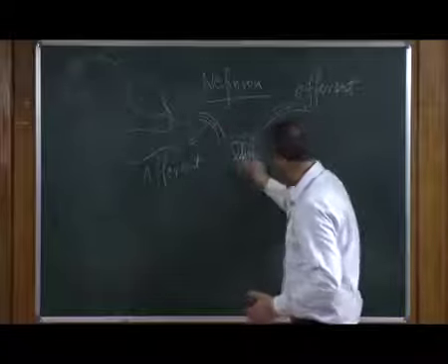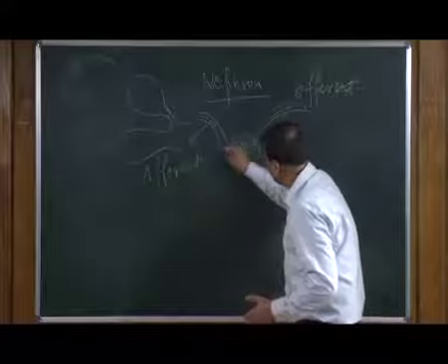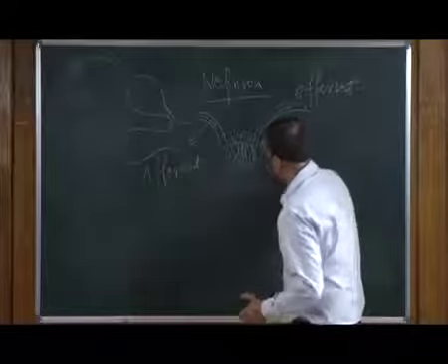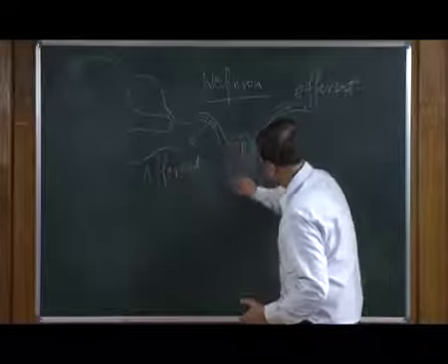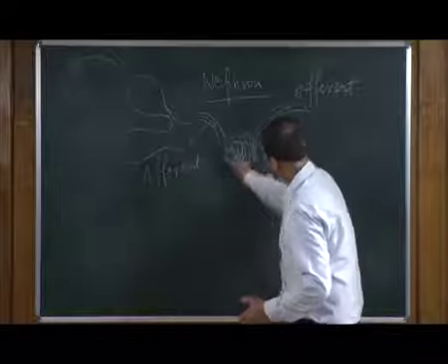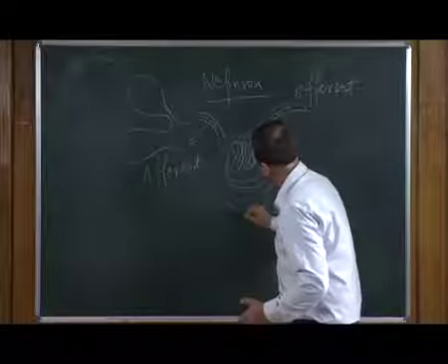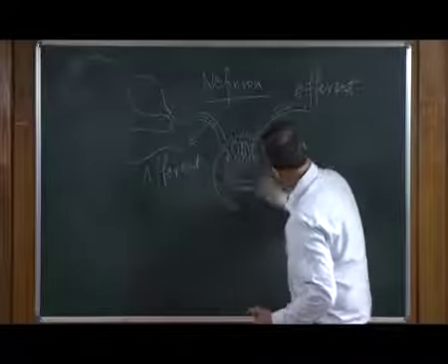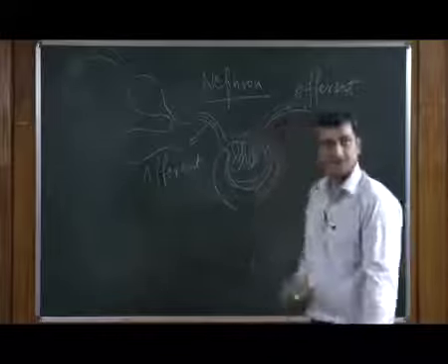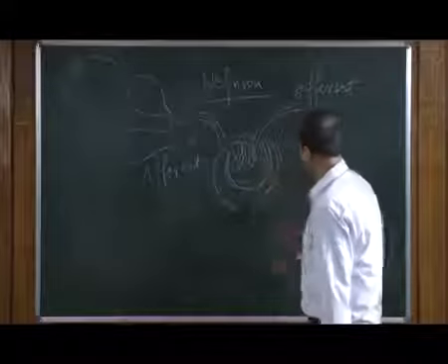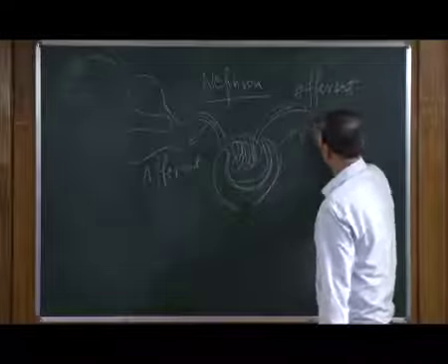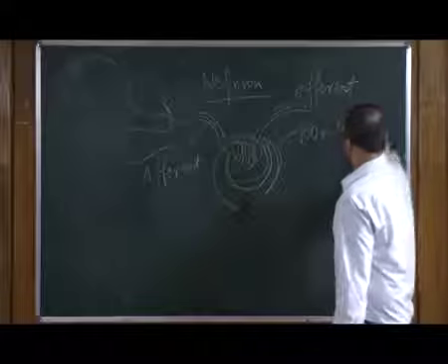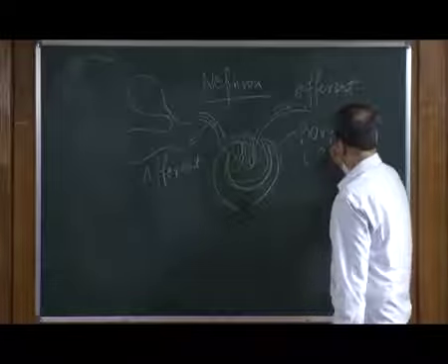So this is a filtering unit. Blood is coming and getting filtered in a very unique capsule-like structure. I will just draw it here, and we will see this capsule-like structure later on. This capsule is called Bowman's capsule.